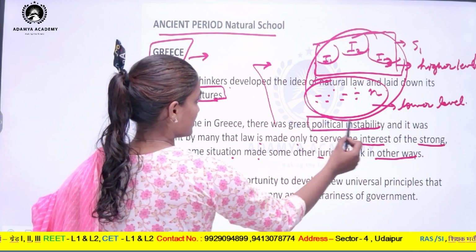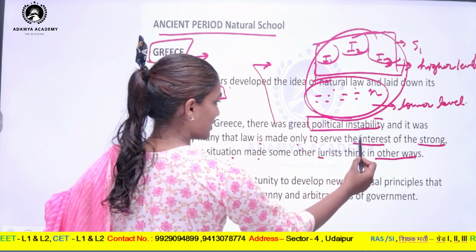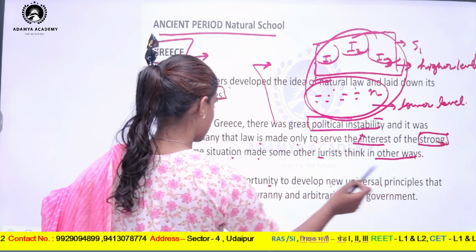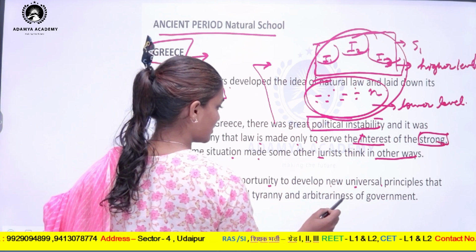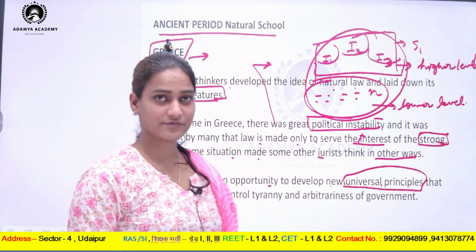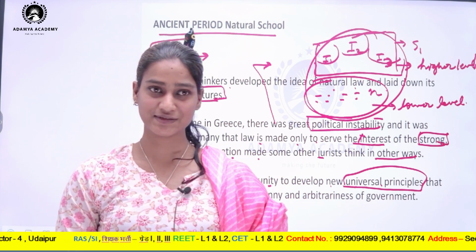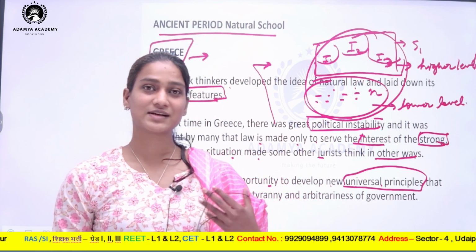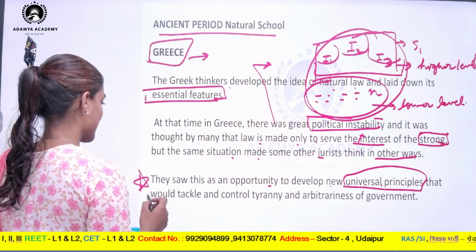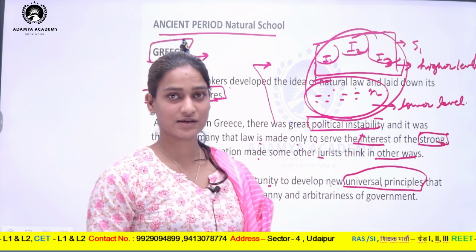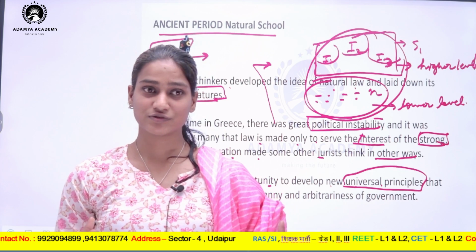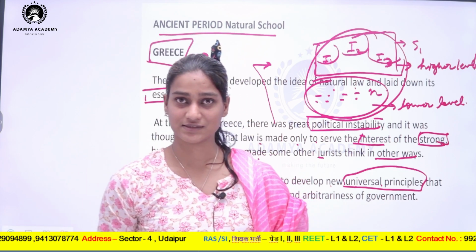So because of the great political instability, the law was made to serve the interests of the strong. They saw this as an opportunity to develop new universal principles that would tackle and control tyranny and arbitrariness of government. So this is a very important point that for the first time the emphasis on universal principles to control the tyranny of the sovereign was emphasized by the Greek philosophers and thinkers. According to the Greek philosophers, they wanted that the sovereign should not have all the control. All people should have equal opportunity to get the commodities which are offered in the society.